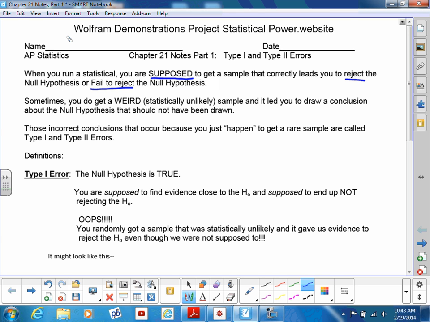So what happens is this. Sometimes you get a weird or a statistically unlikely sample. Sometimes you actually get a sample that was very unusual to have gotten, and it led you to draw a conclusion about the null hypothesis that should not have been drawn. Those types of incorrect conclusions that occur because you just happened to get an unusual sample are called type 1 and type 2 errors. Okay, so that's what we're going to be talking about today.